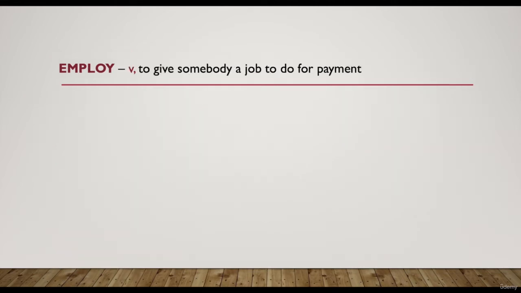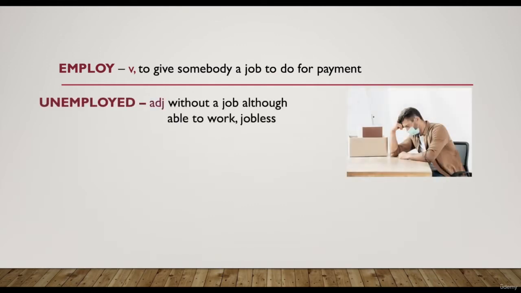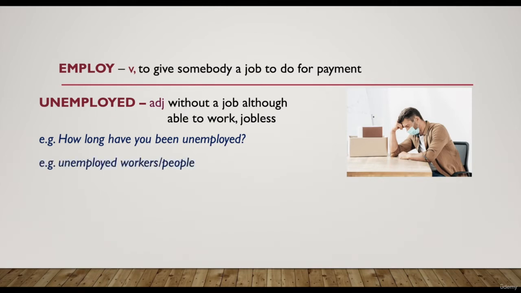Now, earlier we looked at the verb form, employ, and now we're going to talk about two adjectives which are related to the word employ. The first one is unemployed. This adjective means without a job, although able to work. So if someone is unemployed, they don't have a job, they are jobless. For instance, how long have you been unemployed? So, how long have you been out of work? We can talk about unemployed workers or unemployed people.